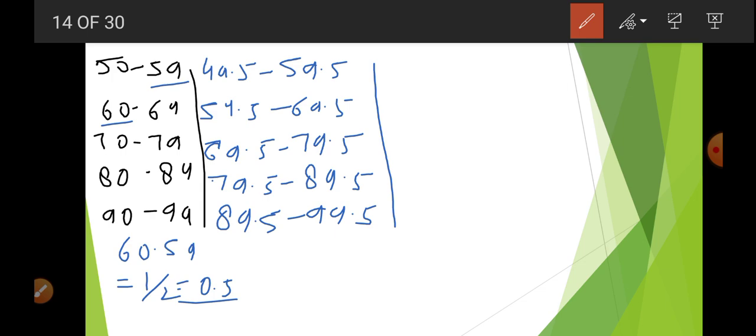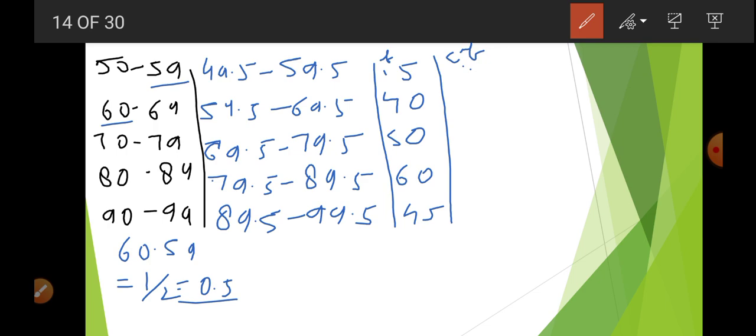Now we are going to write the frequency. So the frequency is given: 15, then 40, then 50, then 60, then 45. Okay, students. Now we are going to calculate the cumulative frequency. So first will be 15.